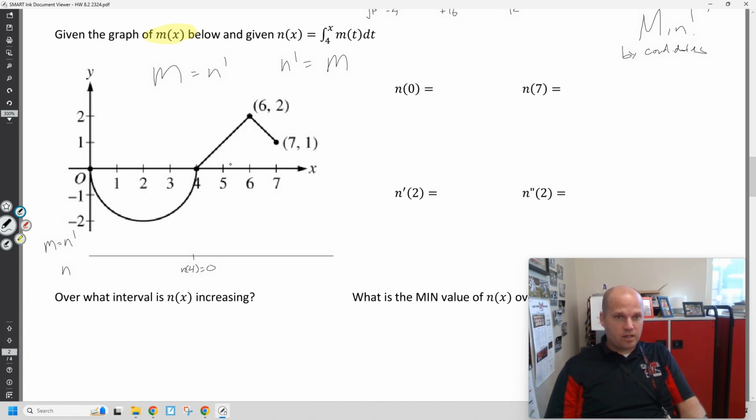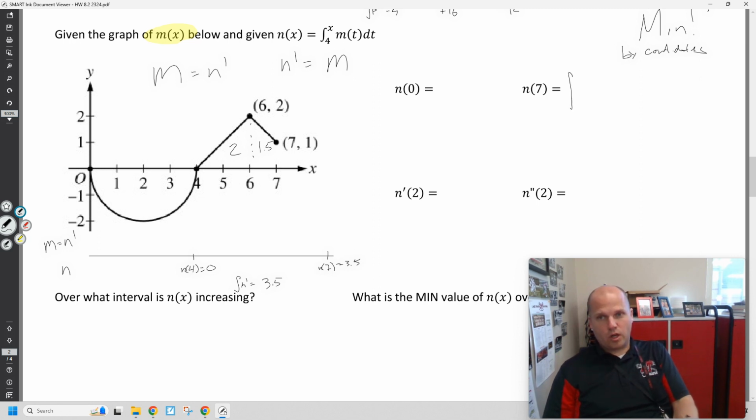Let's find some areas. 1, 2, 1, 2. So this is 2. This is a 1.5. That's a rectangle and a half. So if I wanted to go all the way to 7, I'm going to add the accumulation of my area from 4 to 7, which is 3.5. N of 7 should be 3.5.